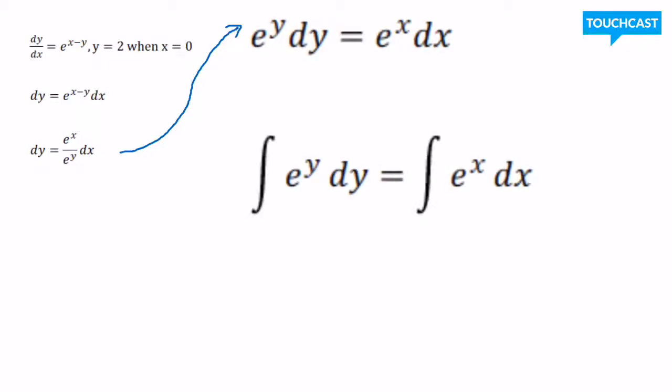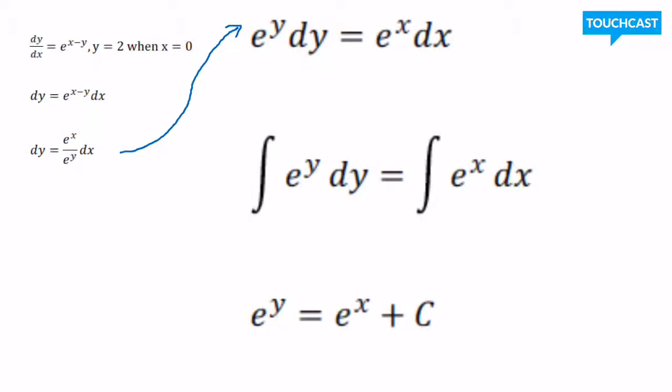Now I'm going to integrate e to the y with respect to y on the left-hand side, and integrate e to the x with respect to x on the right-hand side. So good news is, that's our favorite integral. So e to the y is equal to e to the x. Remember, the plus a constant has to go on one side. Conventionally we put it on the right-hand side. So e to the y is equal to e to the x plus c.